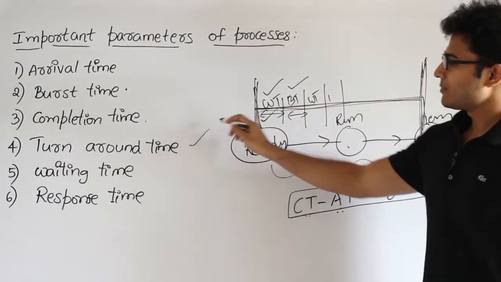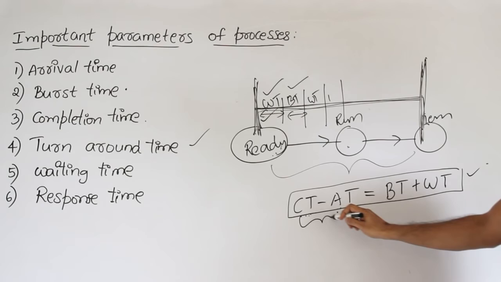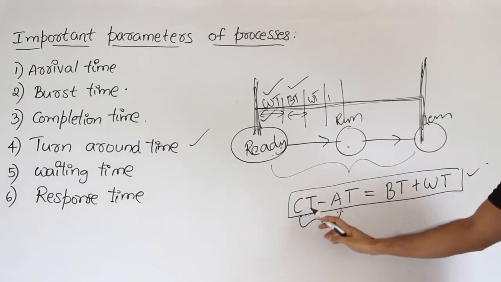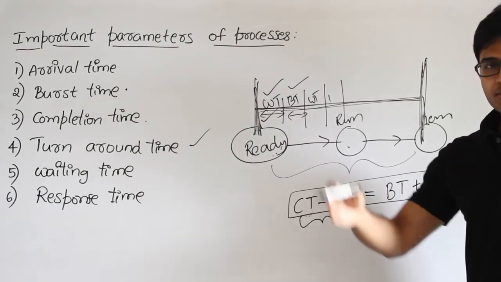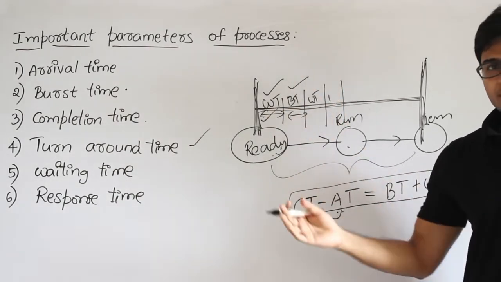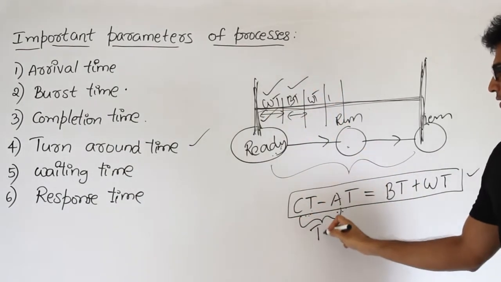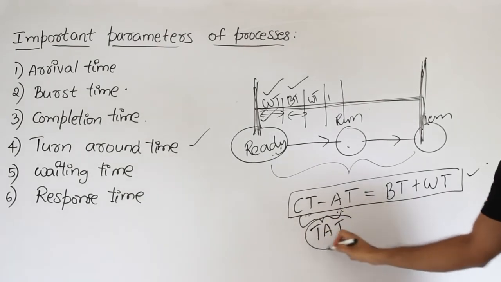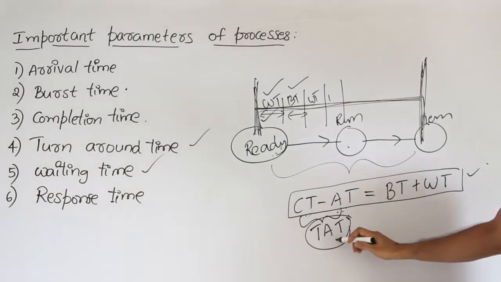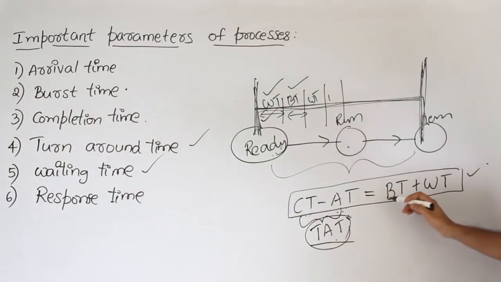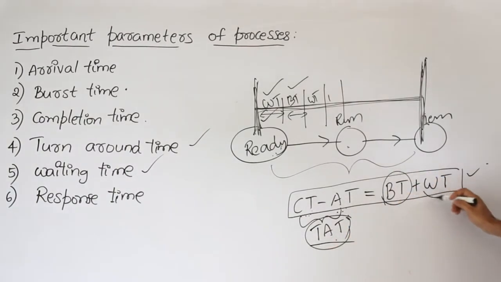Now, this is also called turnaround time, which means the difference between the arrival time and completion time. The point at which a process has arrived initially and the point at which it completed. The difference is also called turnaround time. And waiting time is nothing but, out of this entire turnaround time, it has executed only for some time, and the remaining time it just waited for the CPU. That is called waiting time.